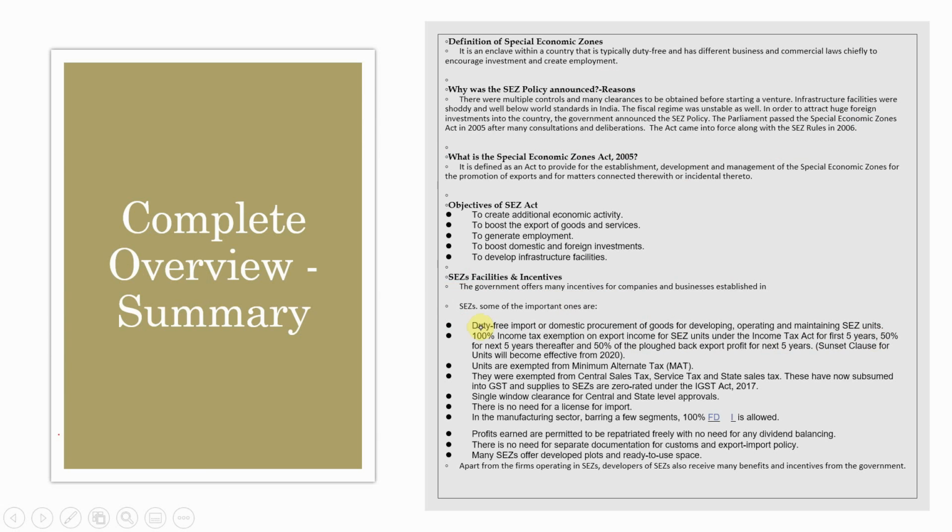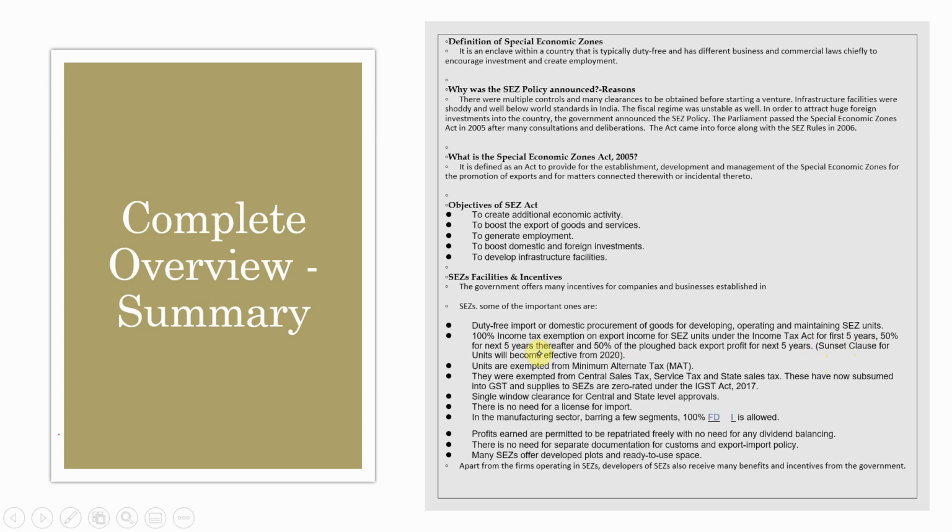Okay, first is the duty-free import or domestic procurement of goods for developing, operating, and maintaining SEZ units. So this is completely free. Now, 100% income tax exemption on export income. What is export income? You are getting it from SEZ units under the Income Tax Act: 100% for the first 5 years, 50% for the next 5 years, and thereafter 50% for the ploughed-back export profit for the next 5 years. Okay, now in March 2020 it is over.